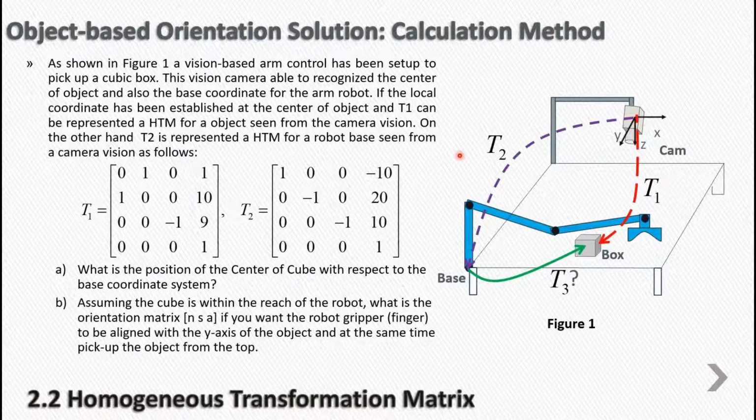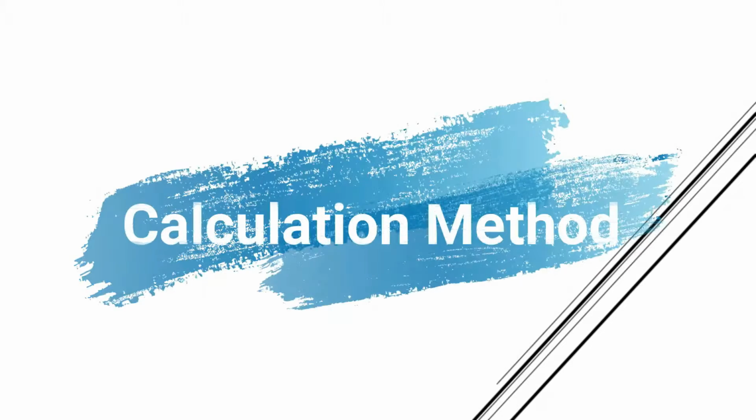According to the first question A, what is the position of the center of the cube with respect to the base coordinate system? It means that we need to find the HTM for the box based on the base of the arm. So let's take a look at the calculation method first.